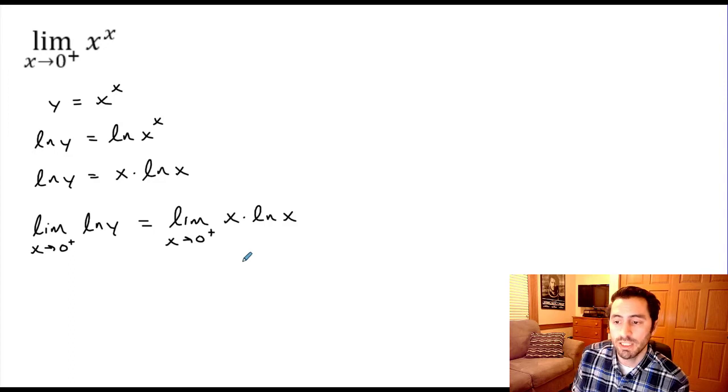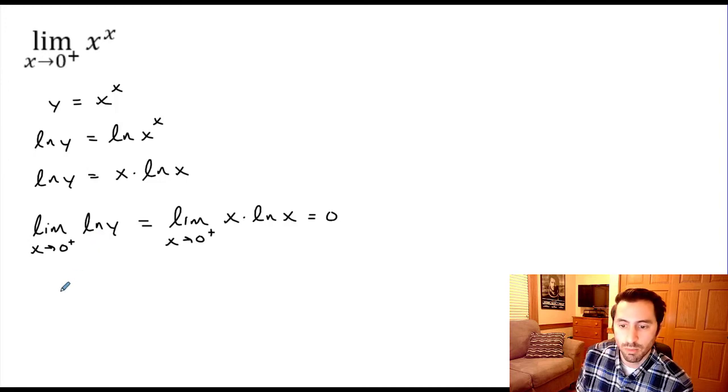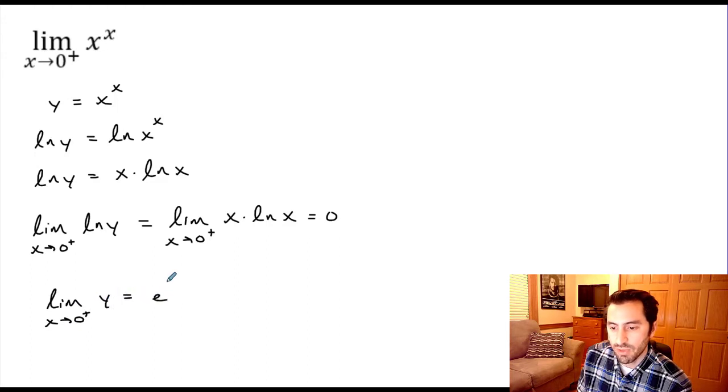But we actually already did that in a previous video, and we know that this limit, as x approaches 0 from the right, of x times the natural log of x, is equal to 0. So if the limit of the natural log of y is equal to 0, using our procedure we just outlined, then the limit of y, as x approaches 0 from the right, is going to be equal to e to the 0 power. e to the 0 power is going to simplify to 1.